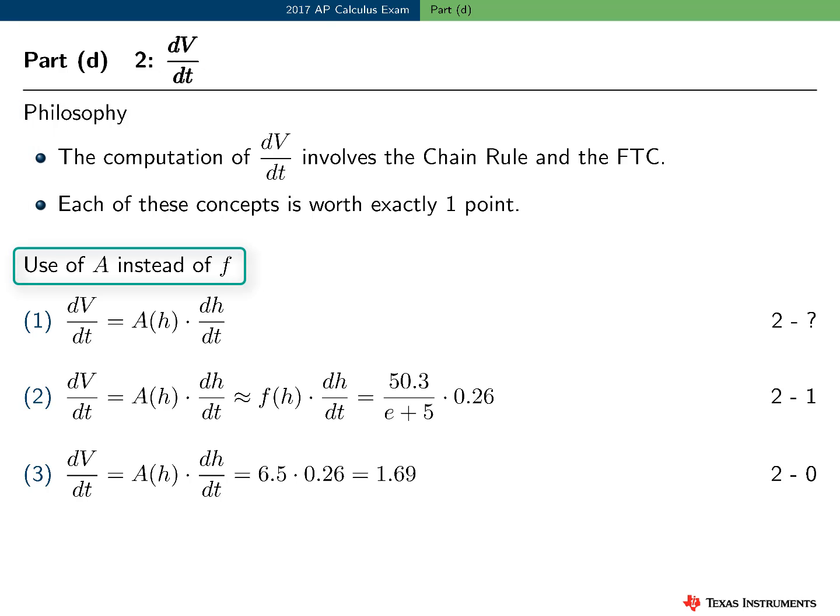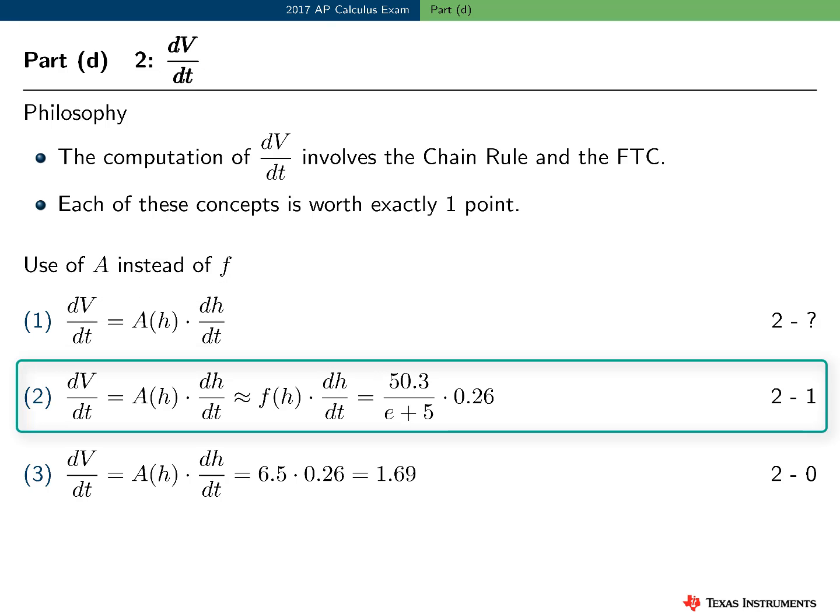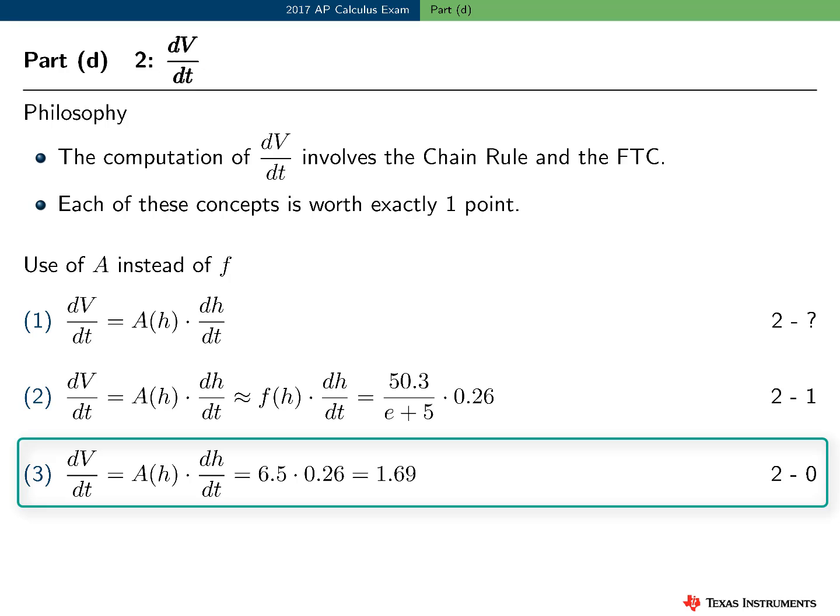In scoring only the first 2 points, we will allow the student to use A instead of F, and here are some examples. In the first example, the student used A of h instead of F of h, and conceptually they have used the chain rule and the FTC, and so this earns 2 points. In the second example, the student presented a correct numerical answer using F of h, and would earn all 3 points. In the last example, there just isn't enough evidence that the student used F of h, and therefore they would earn only the first 2 points.